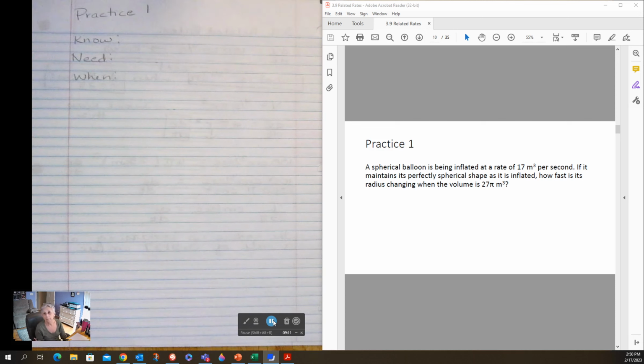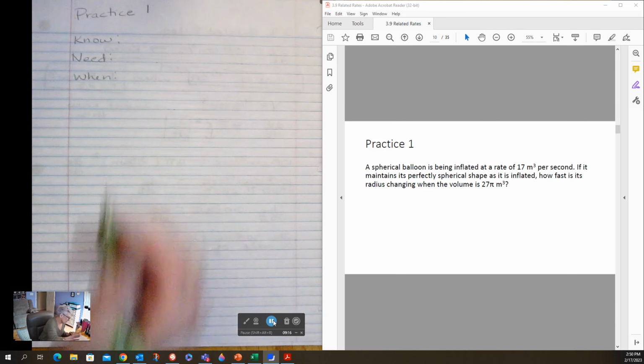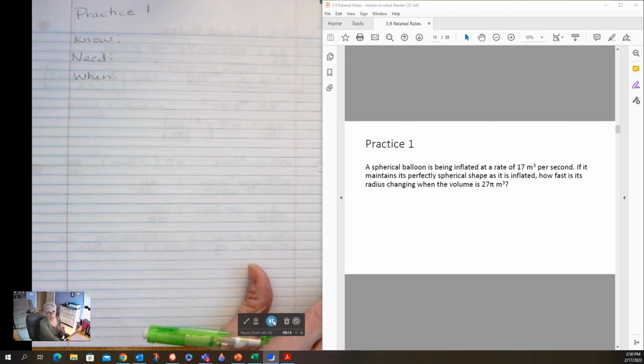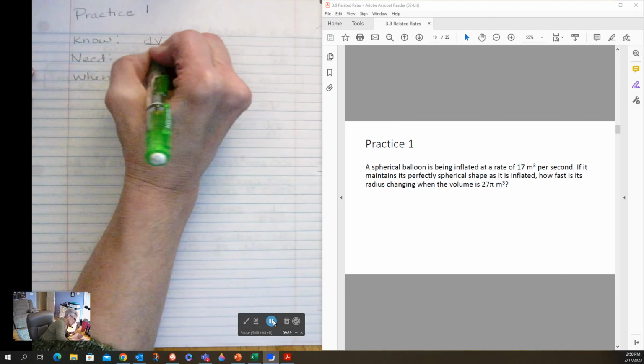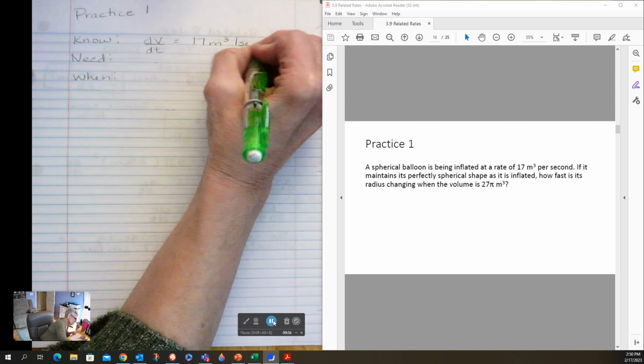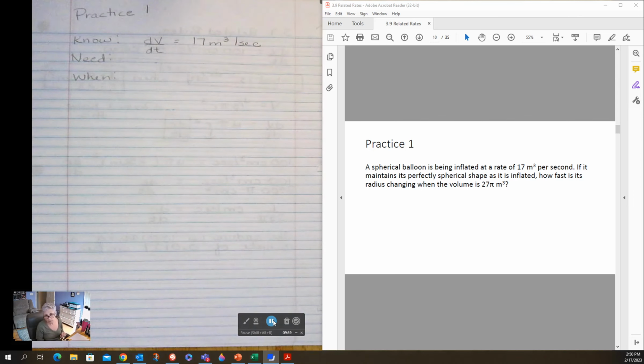Okay. My know is 17 cubic meters per second. Now another little clue that that's the change in volume is that it's being measured in cubic meters, and volume is measured in cubic meters. So dV/dt is 17 cubic meters per second. Units are important.